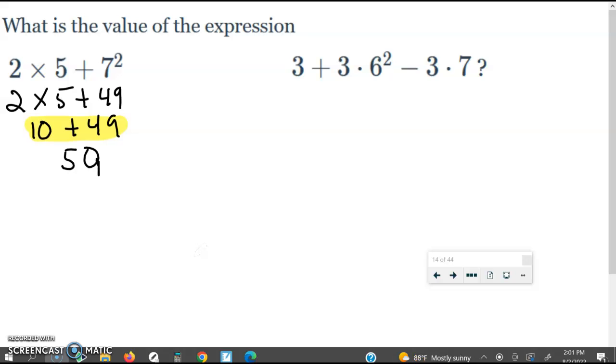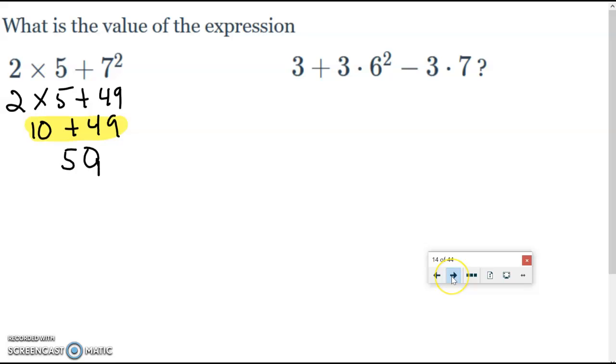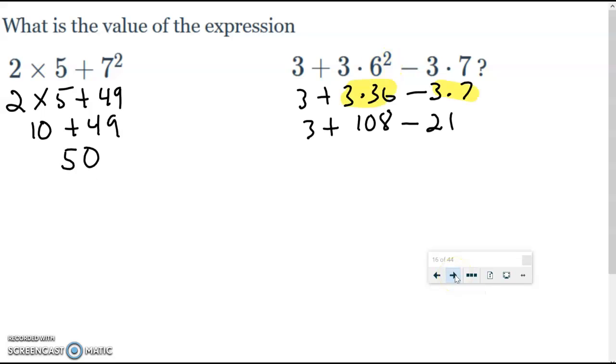Alright, let's take a look at this next one. So I've got exponents first, there's no parentheses, so I'm going to do that 6 squared, and 6 times 6 is 36. And then next we're going to do multiplication from left to right. So I've got 3 times 36 and negative 3 times 7. Alright, so now I have the 108 and 21, negative 21.